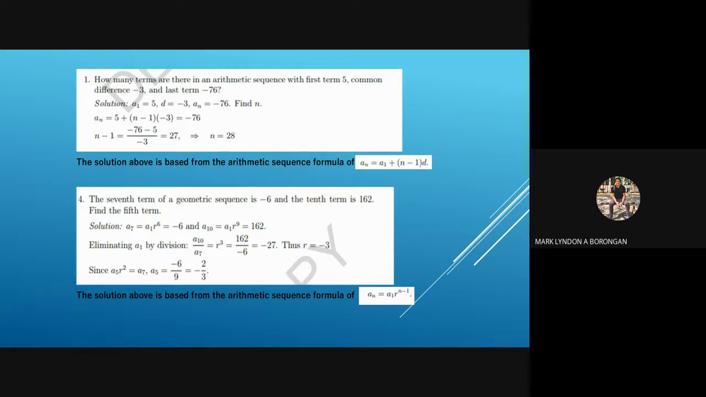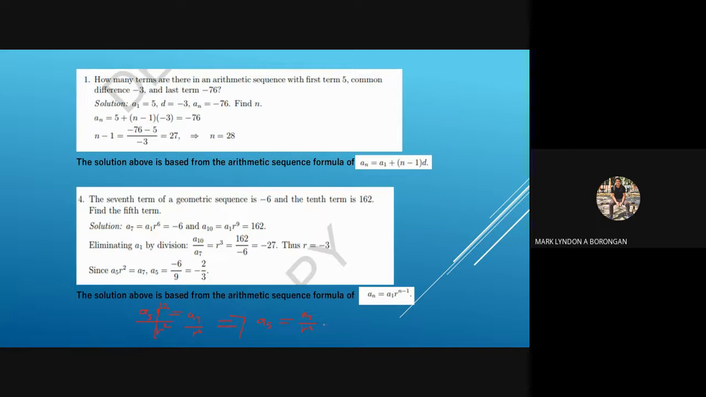So first, we will simplify. a sub 5 times r squared is equal to a sub 7, right? So to get a sub 5, all you have to do is divide both sides by r squared. Right? So a sub 5 is left on one side. So a sub 5 will be equal to a sub 7 divided by r squared.